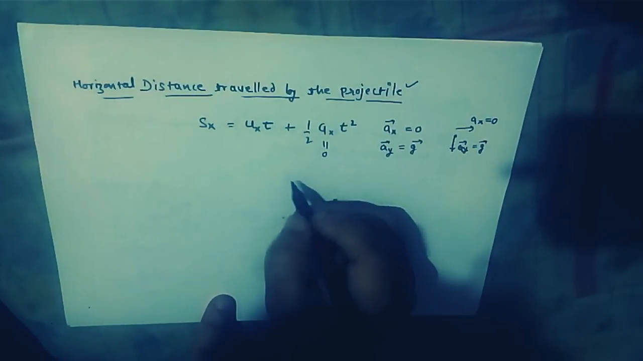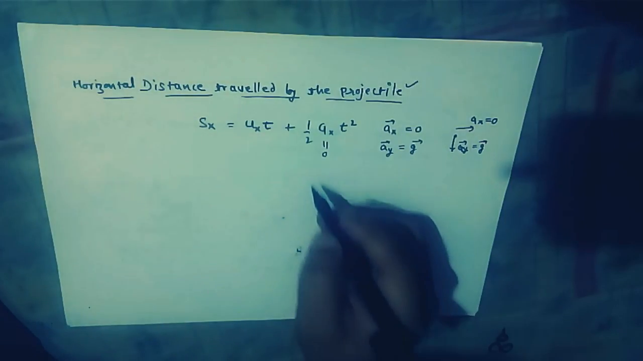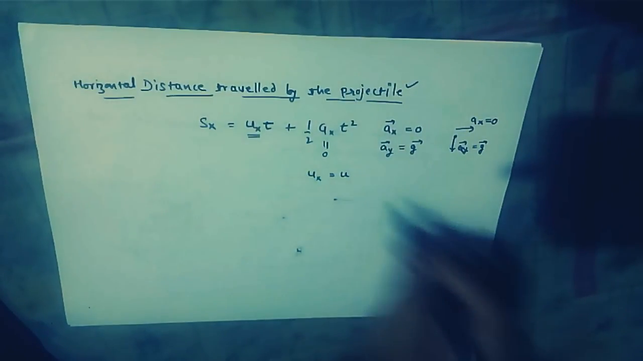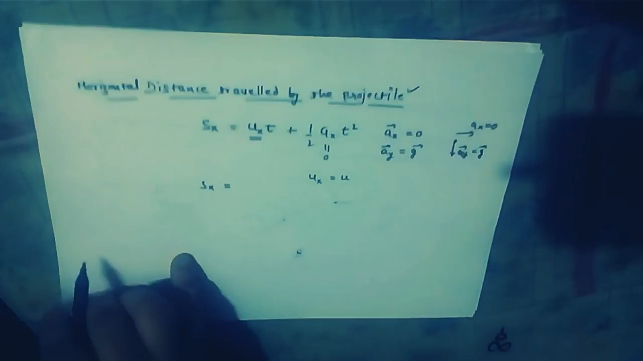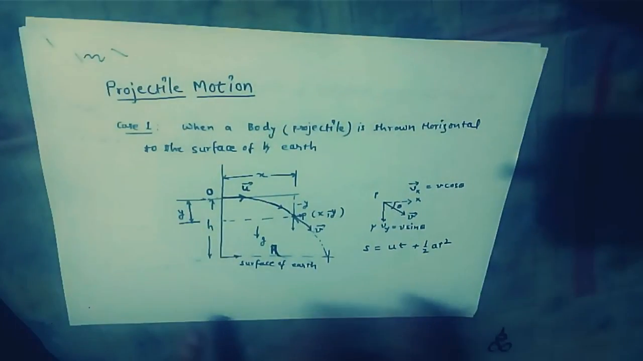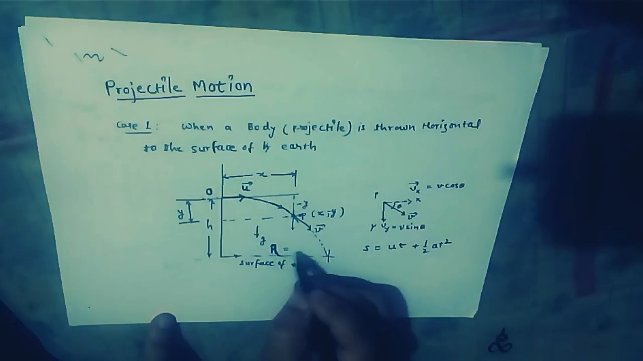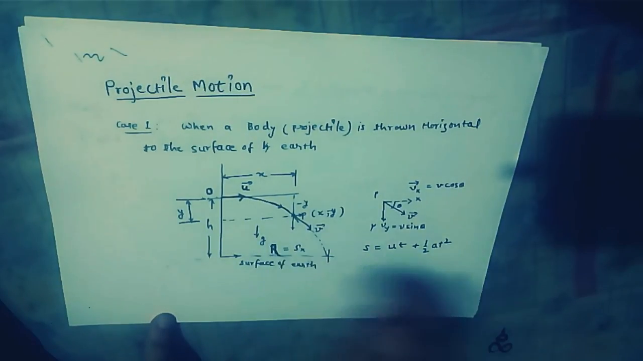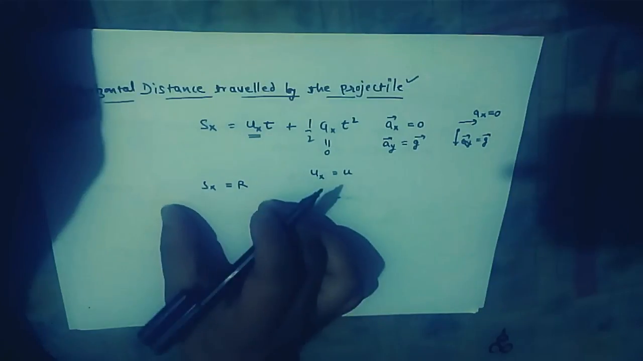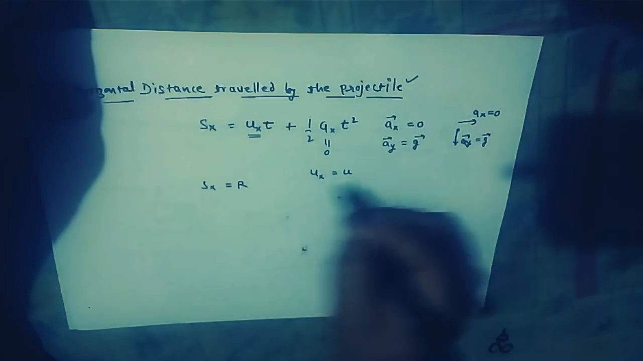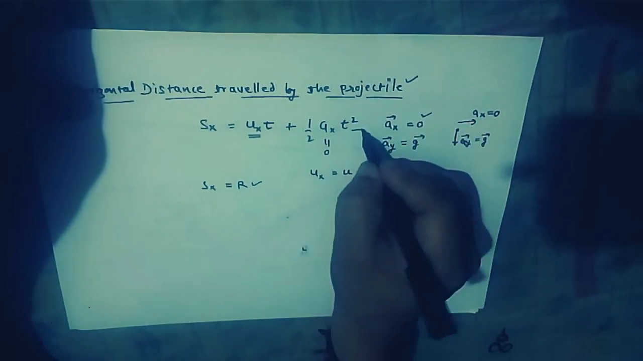And what is the velocity along the x-axis? The velocity along the x-axis is ux, the initial velocity, which was u earlier, we already know it. And sx, which previously we said is the distance along the x-axis, here is r. So you can put these values of ux, r and ax in equation number 1.